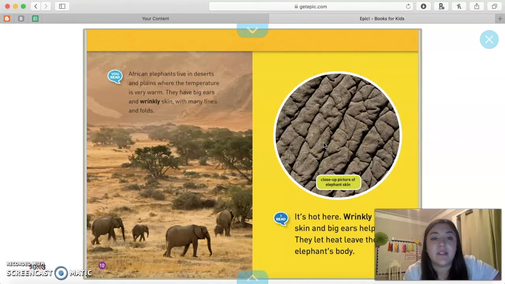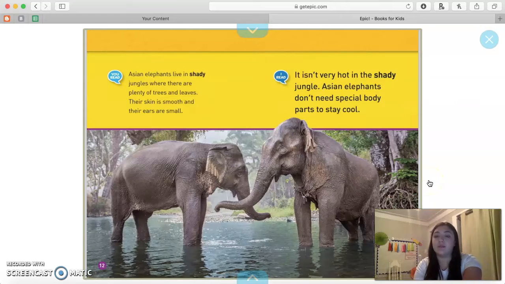African elephants live in the desert and plains where the temperature is very warm. They have big ears and wrinkly skin with many lines and folds. It's hot here. Wrinkly skin and big ears help. They let heat leave the elephant's body. So here's another real photograph, and here's another caption. It gives you a close-up picture of the elephant skin.